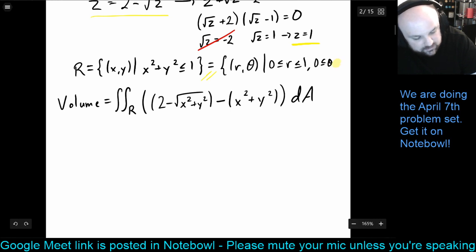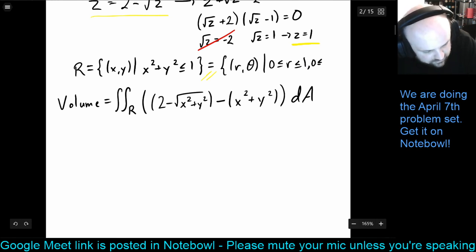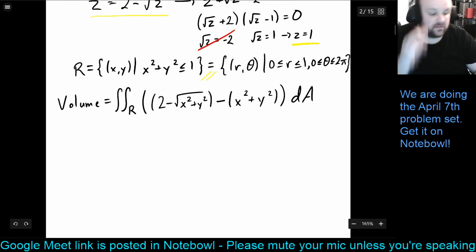I'm writing all of the wrong symbol. Try this again. 0, theta, 2 pi. There we go. All right.